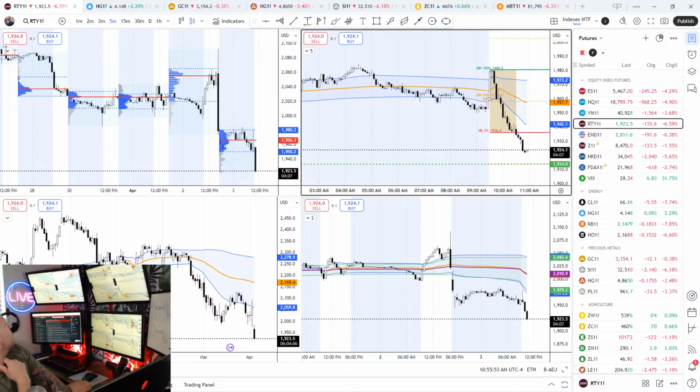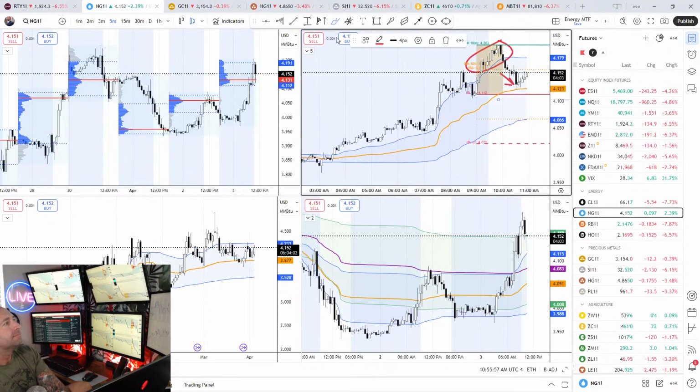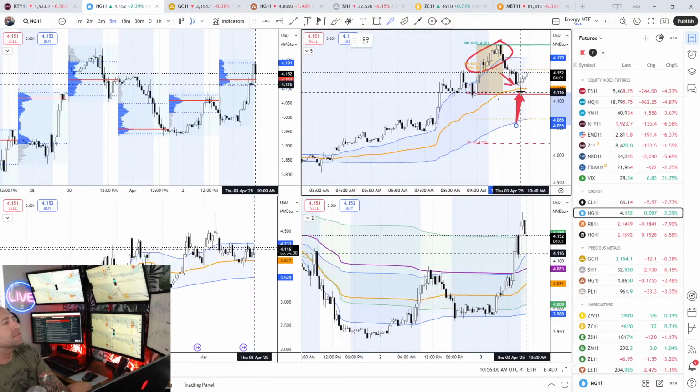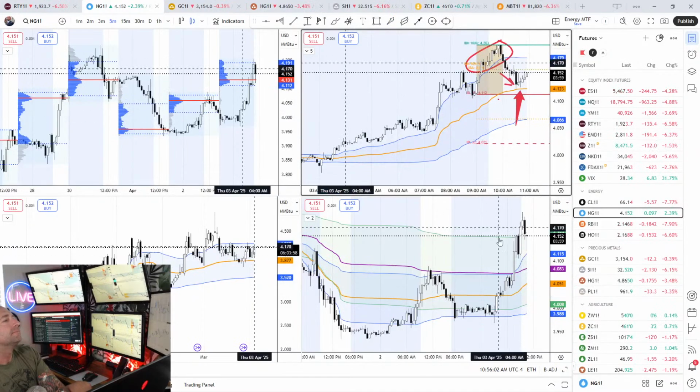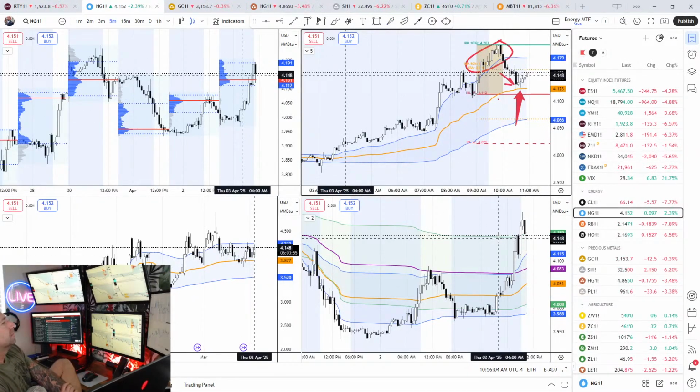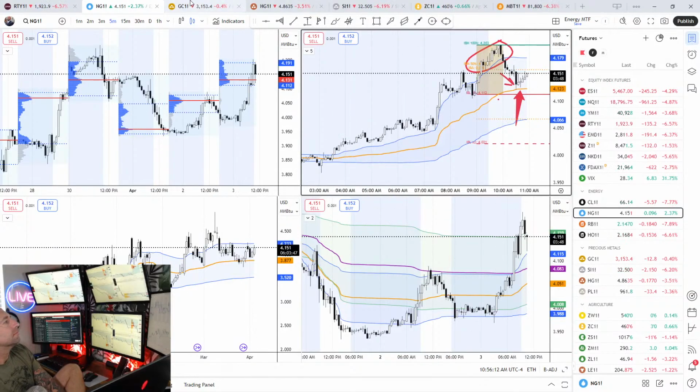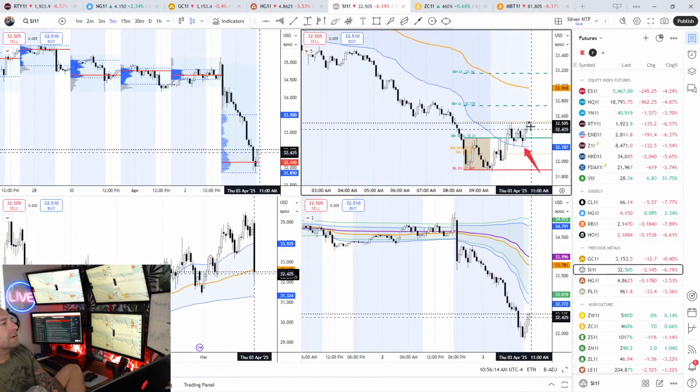Corn just took off, never looked back. Check out this natural gas. If you were patient, this was a great long. VWAP bounce. Silver, return to value.